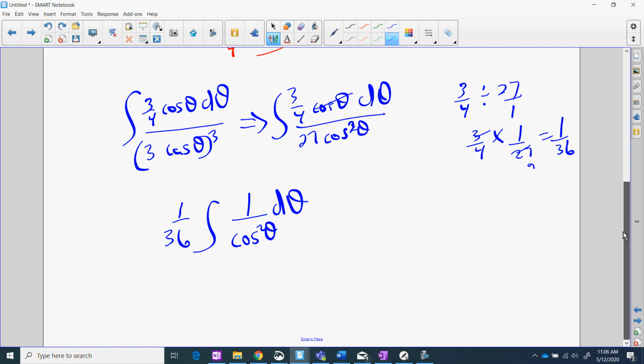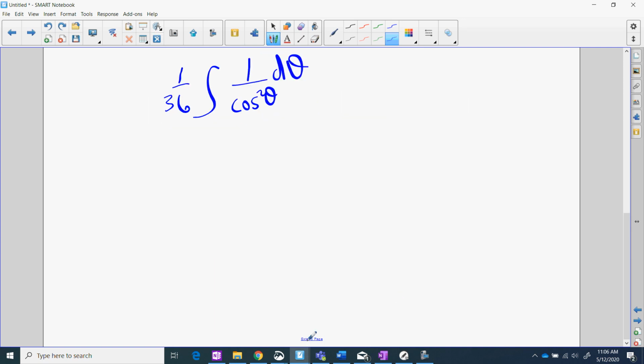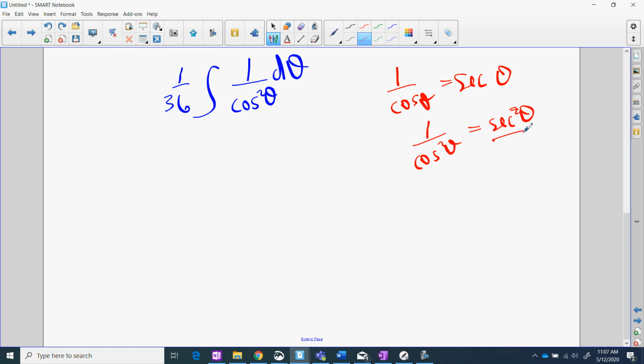Students that have got their brain wrapped around trig identities and using them to evaluate integrals would be ecstatic at what they see here. Those of you struggling with trig identities might still be scratching your head saying, how's this going to help me? 1 over cos squared doesn't help me. But I know that 1 over cos theta is equal to secant theta. So that means 1 over cos squared of theta has got to be secant squared of theta. So what? This is the derivative of tan. So if you can change this question to 1/36, instead of 1 over cos squared, you change it to secant squared theta d theta.